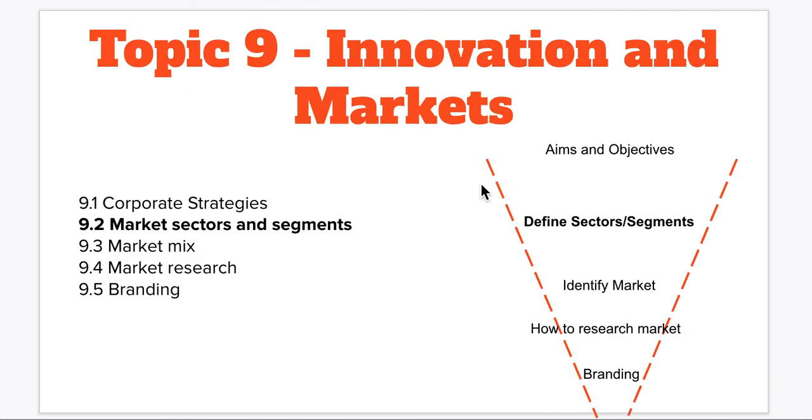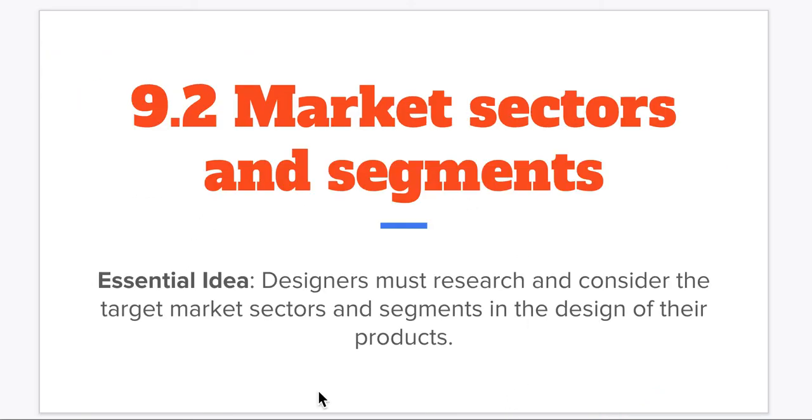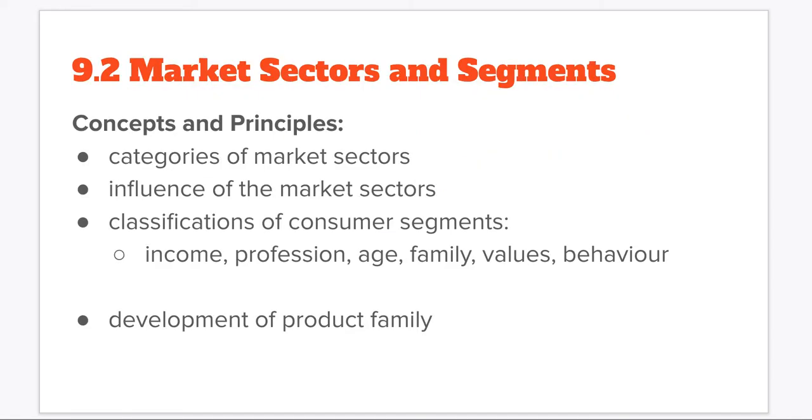All right. So remember, we're going from corporate strategies to defining these different sectors and segments. Then eventually we'll talk about identifying the market, how to research, and then branding as well. So it's all kind of funneling into this branding section, okay? An important thing is that we always have to research and consider these different sectors before the design is even undertaken. So this is where you need to make sure you know what that sector or that segment is, okay?